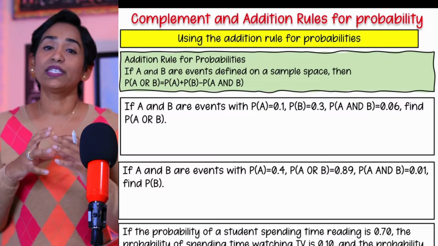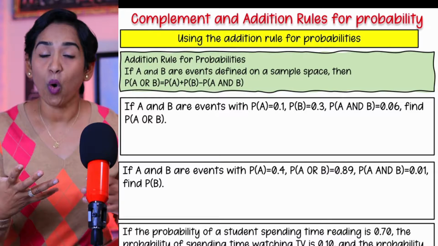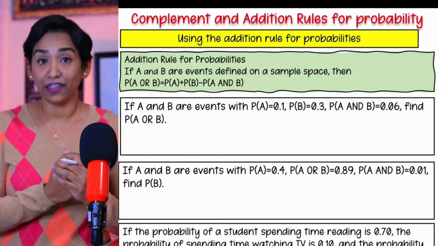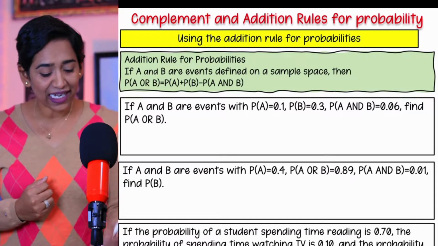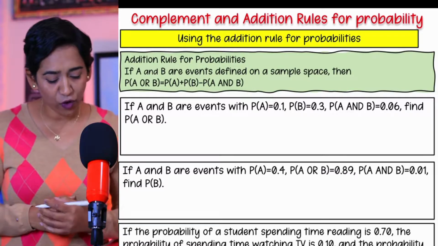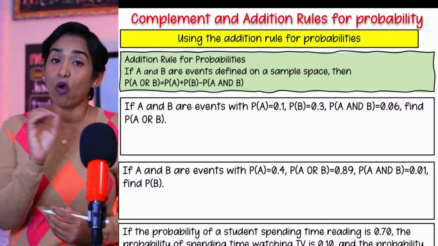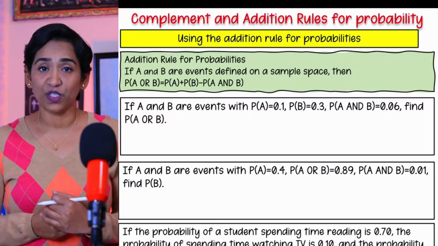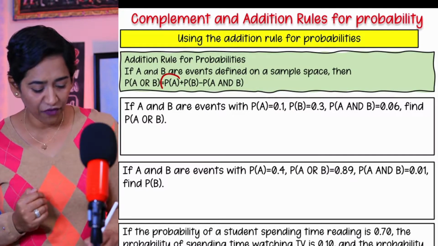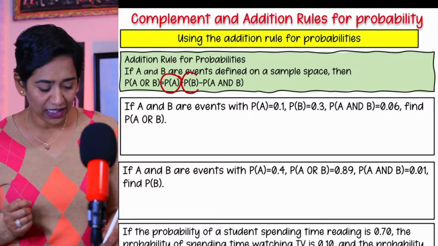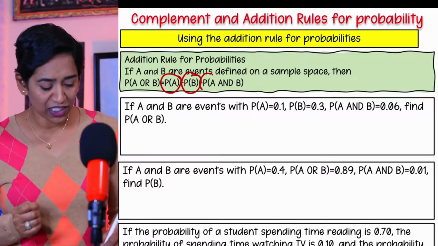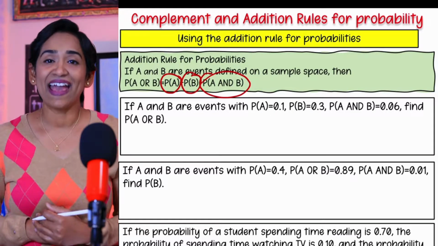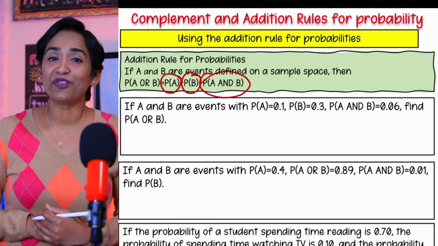Remember in probability, when you say the word or, that means you're adding the two probabilities. Let's take a look at the formula: probability of A or B, when A and B are two events of a sample space, is probability of A plus probability of B minus probability of A and B. So let's go ahead and do the first problem.